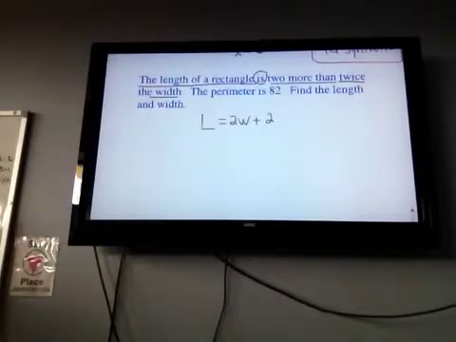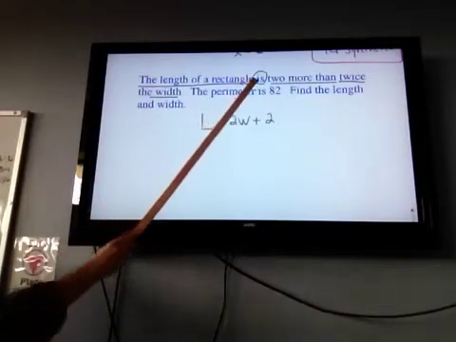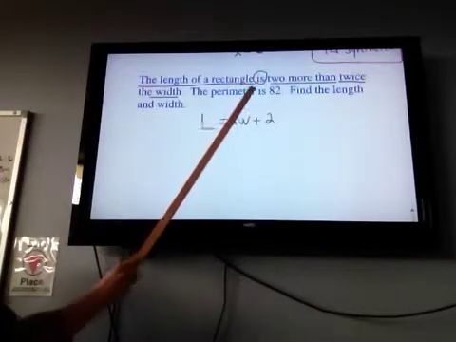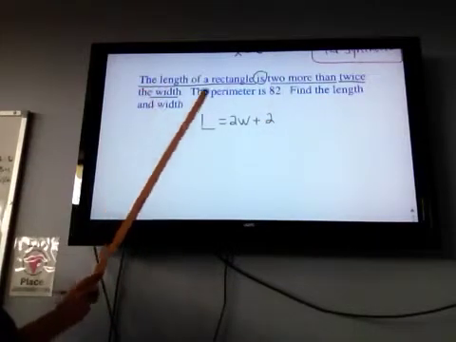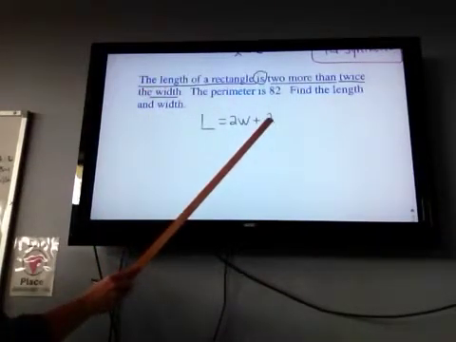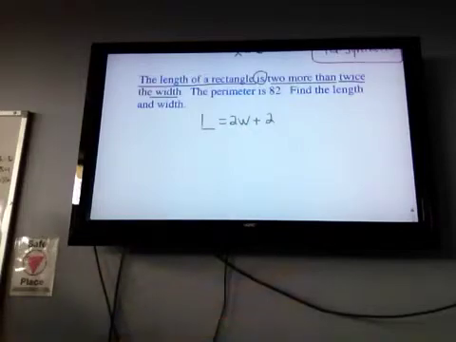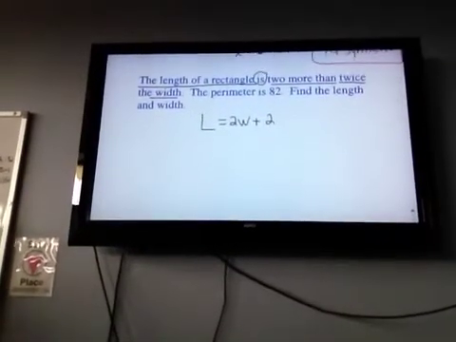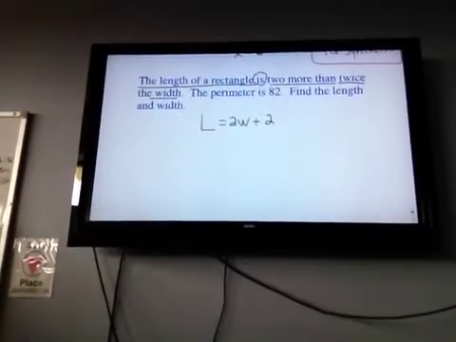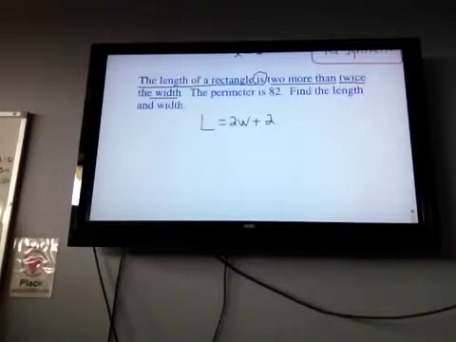So the length, L, equals 2 more than means add 2 to twice the width, 2W. Now, if you wrote this as 2 plus 2W, it works. However, if it said 2 less than, it's got to come second. So it's probably good to get used to writing it as it reads.